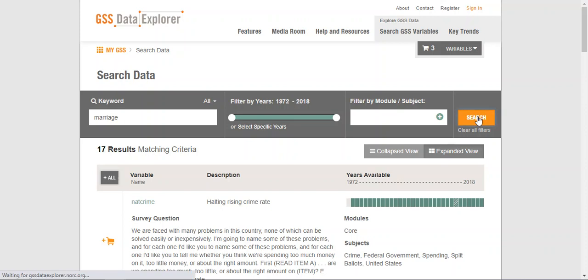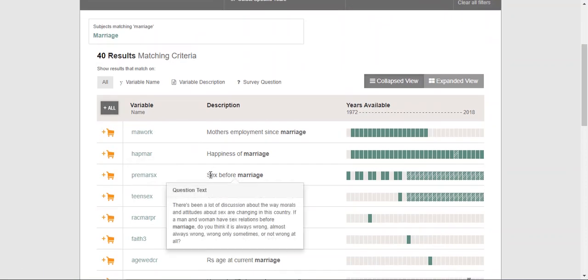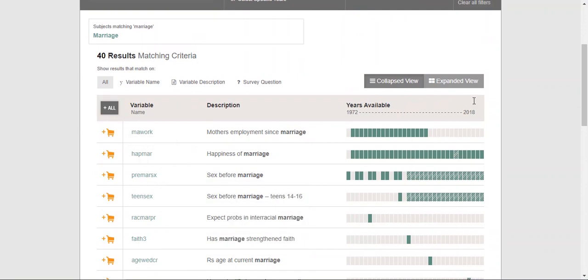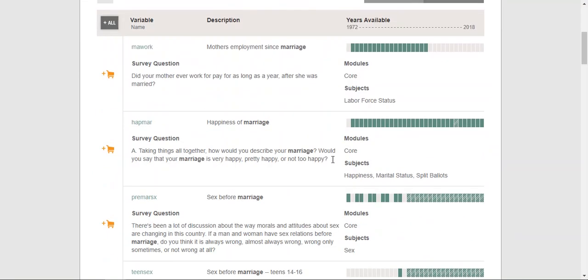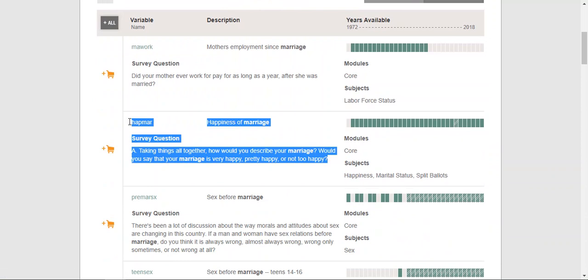Let's just search for that one. Search. So here it is right here, this variable right here. They used this one, happiness in marriage, because they were interested in whether people of different income levels are happier or less happy in marriage. So they did this one, happiness in marriage.